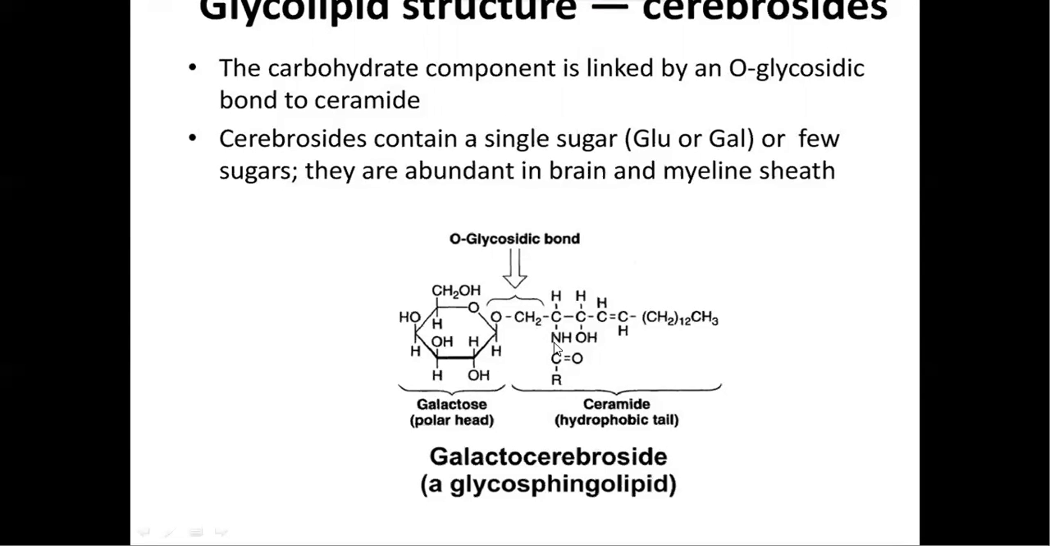Due to the presence of a long chain fatty acid, the tail is hydrophobic in nature, and this tail is called ceramide. So ceramide is attached to galactose by an O-glycosidic bond. Then the whole molecule is called galactocerebroside. Here it is called cerebroside. This is the basic unit of glycolipids. Why? Because these glycolipids are present in brain tissue, that's why they are called cerebrosides.